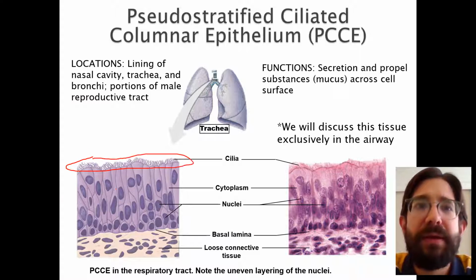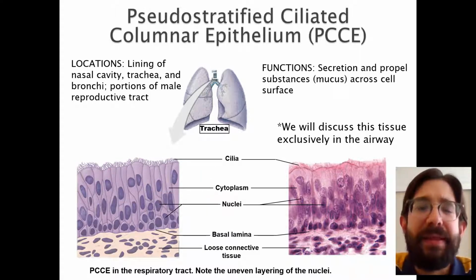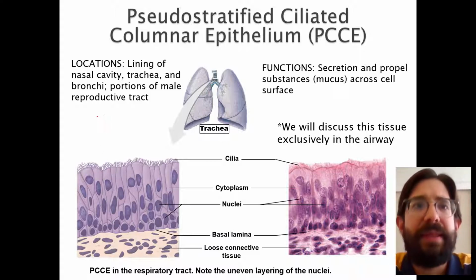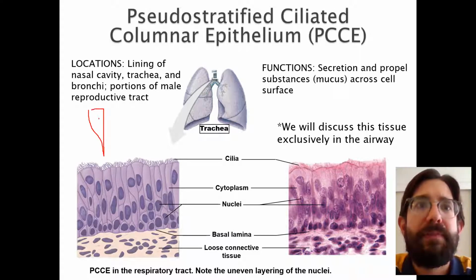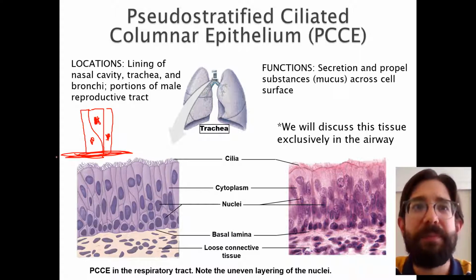Cilia present, check. The top row of cells should be column-shaped, check. And because this appears stratified but really isn't, what's going on here is basically that you have some cells that will look like they don't touch the bottom layer of this tissue type, but they do. They'll have some skinny little bit that's always going to reach down to the basement membrane.